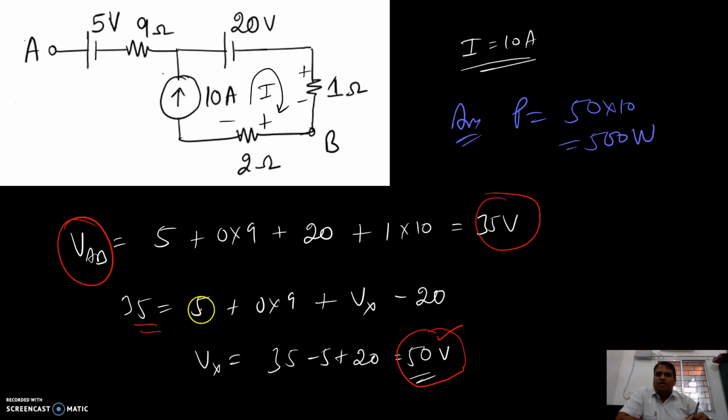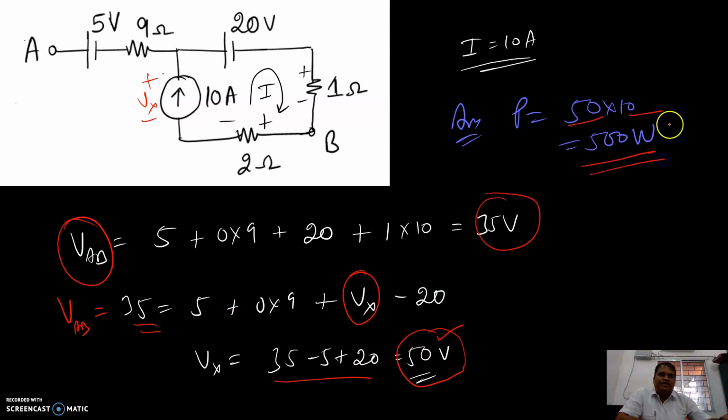Now we can write VAB equals 35, which is equal to 5 plus 0 into 9, then Vx, and then minus 20. So let us find the value of Vx. The 35, with minus 20 going to this side as plus 20 and the 5 going to this side as minus 5, comes out to be 50 volts. Now 50 volts with 10 ampere, the total is 500 watt. So this is the solution of this part.